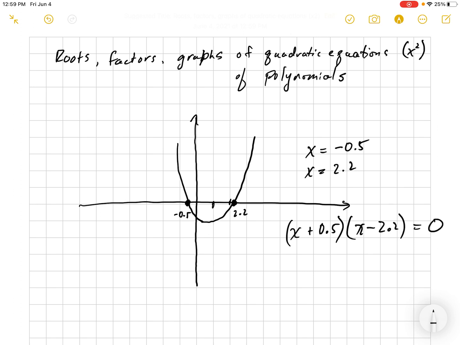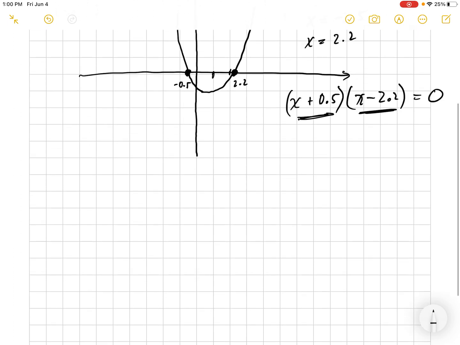And the reason for that is we know that when either one of these equals 0, the whole polynomial equals 0. So if x plus 0.5 equals 0, we know that the polynomial, the parabola here, equals 0. So we can determine roots from factors, and we can determine factors from roots. Okay, let's look at another example.